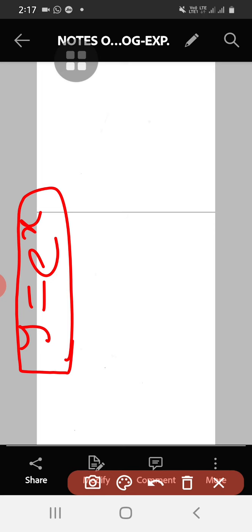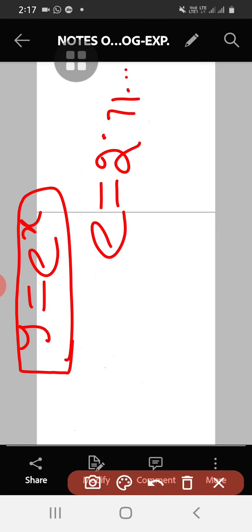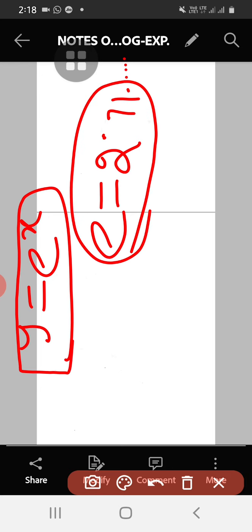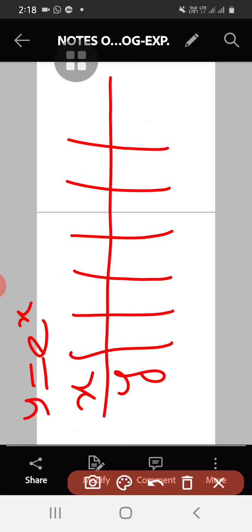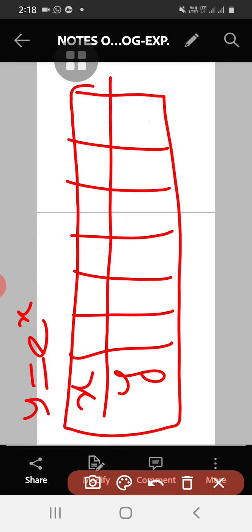Here we must know that e is an irrational number. Its value is 2.71. We can remember this value: e is equal to 2.71. Let us make a list of some values for x and y. You need not worry about the graph here; just for understanding purposes I am explaining this.